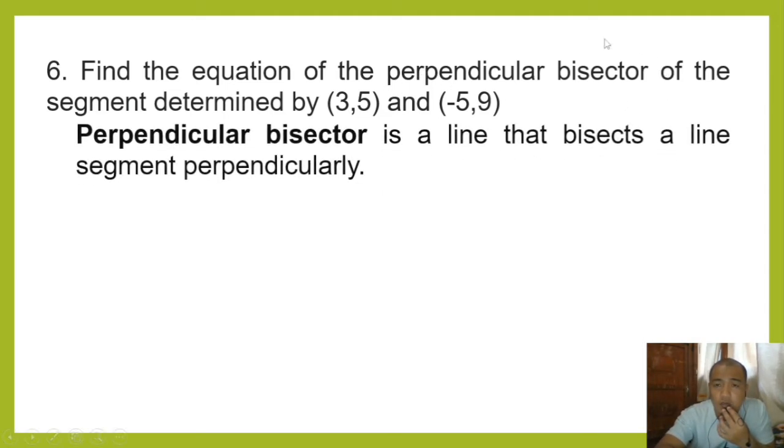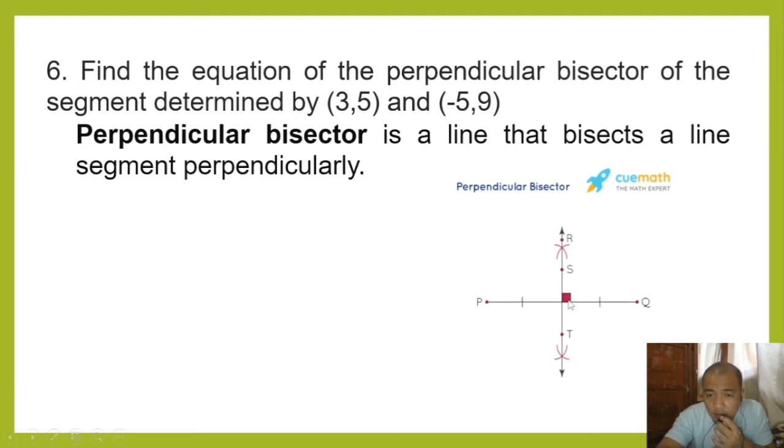I think this is a new term to you, or new vocabulary. A perpendicular bisector is a line that bisects a line segment perpendicularly. So if we have a segment whose length is 10, then you bisect it, that means you divide the segment into 2, which is 5 and 5, right? And the line that bisects this segment perpendicularly is called the perpendicular bisector.